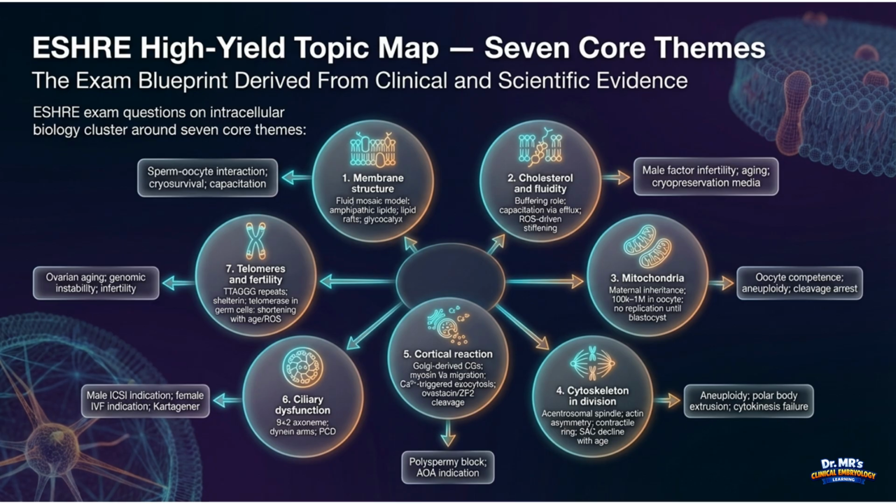Theme 5. The cytoskeleton and the spindle checkpoint. First, know that the human meiotic spindle is acentrosomal. It forms without centrioles, organized entirely by microtubule organizing centers and motor proteins.